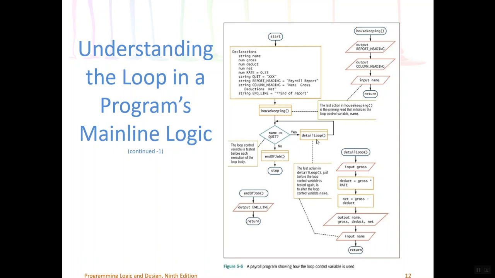And detail loop then, in addition to printing the values for the report, we'll get the next name. So you can see the last step in this detail loop is to get the next name. That updates the loop control variable name so that when we loop back around to this test, we have a new name to compare with quit. So if the name is XXX, we now know, okay, it is no longer not equal to XXX, so we will exit the loop.